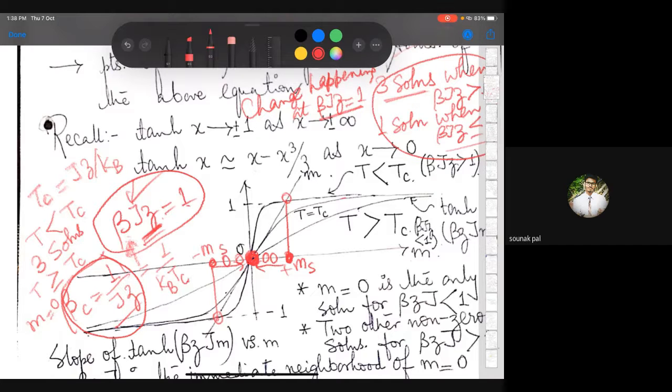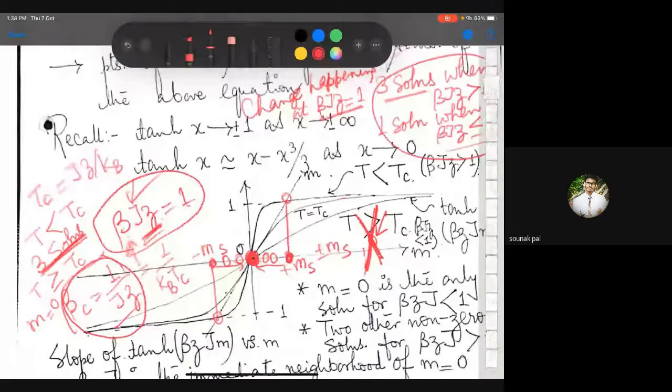Just to preempt, there are 3 solutions. But what we will find is the free energy. And you remember, only those solutions are acceptable that minimize the free energy. You will find that out of these 3 solutions, which are plus Ms, minus Ms and 0, the 0 solution is unacceptable because it maximizes the free energy. So this is unacceptable. The second law of thermodynamics will kill you.